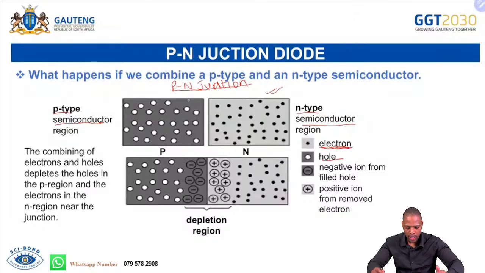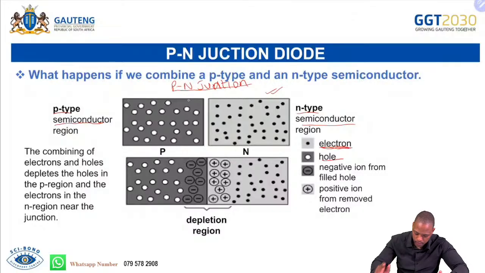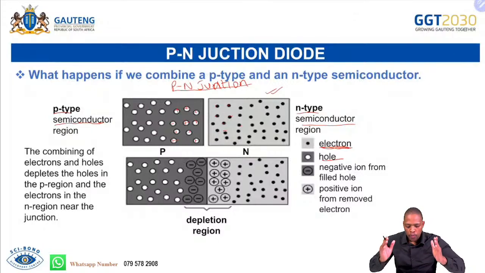So what else happens here? Since these holes are positive charge carriers, and you remember that electrons carry negative charges, so they are negative. And you remember what happens with charges: like charges will always repel each other, and unlike charges will always attract each other. You have to remember that from grade 10. So what's going to happen?